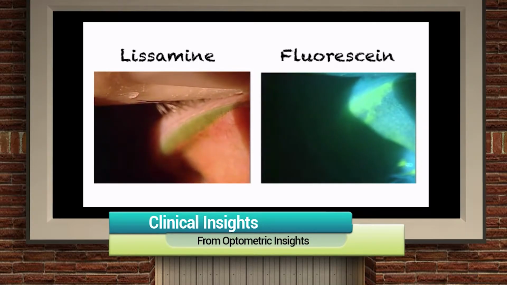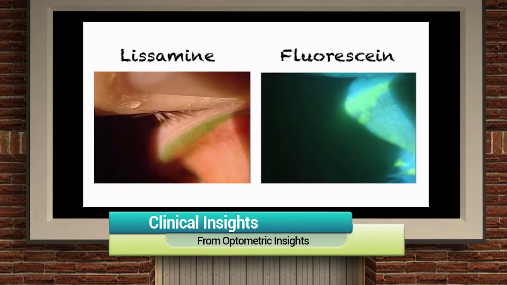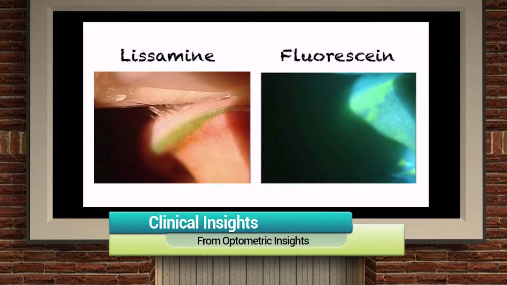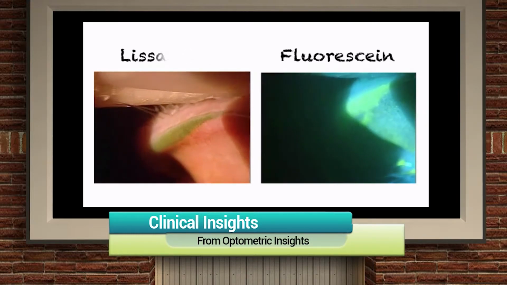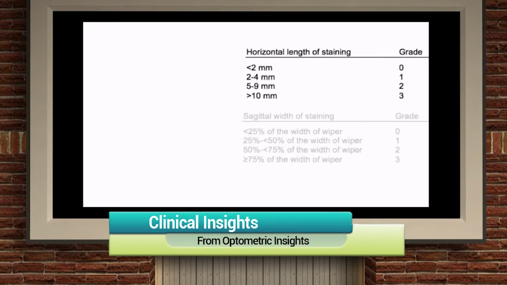This can be visualized with either lissamine green, which can be seen on the left, or fluorescein stain, which can be seen on the right. We feel that this is a critical structure to examine because of its known association with dry eye symptoms in both contact and non-contact lens wearers.